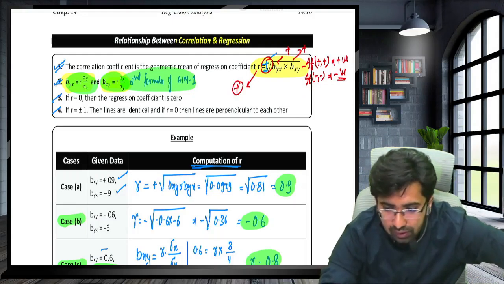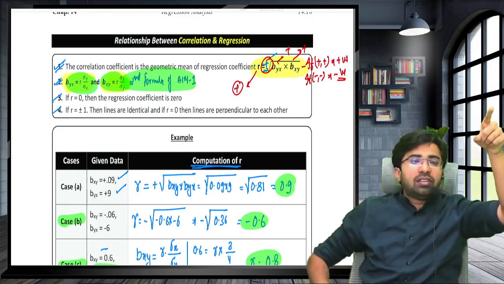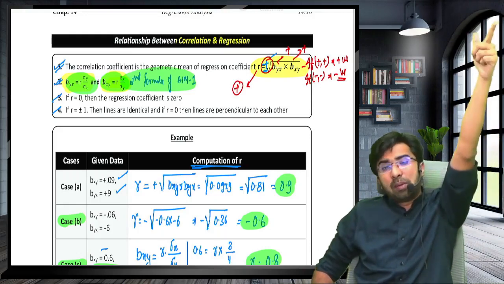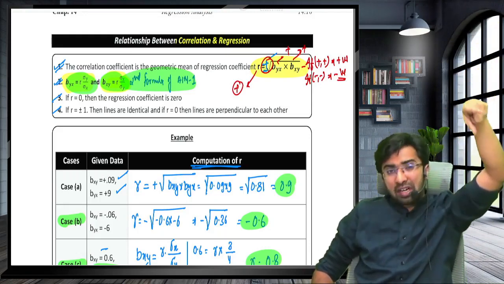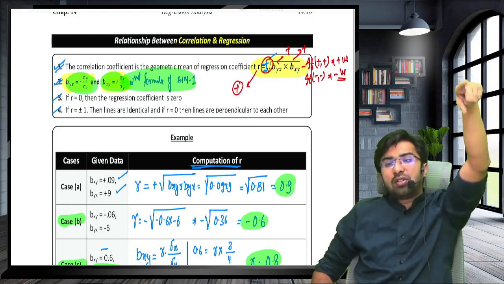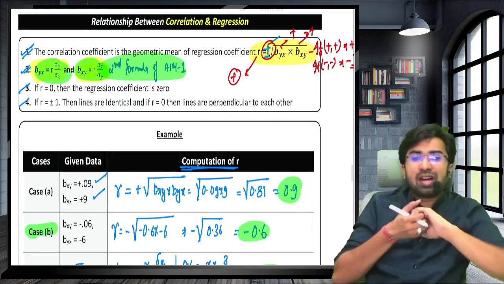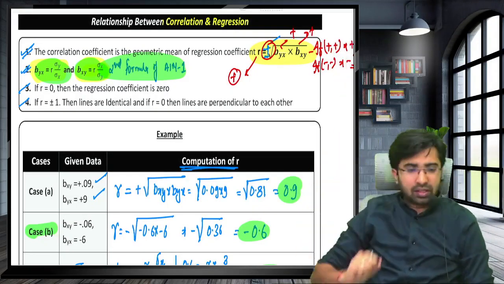Now we have discussed that we have two formulas. r is equal to the square root of bx on y into by on x, and the second formula is b is equal to r into standard deviation of x upon standard deviation of y, and standard deviation of y upon standard deviation of x. Only these two formulas establish a relationship between the correlation coefficient and the regression coefficient.